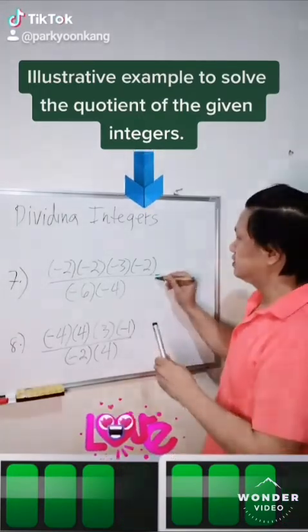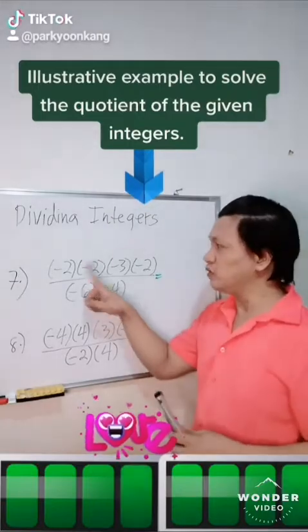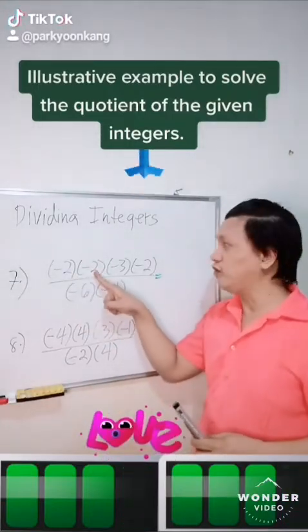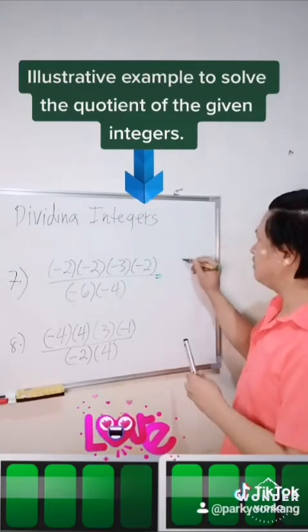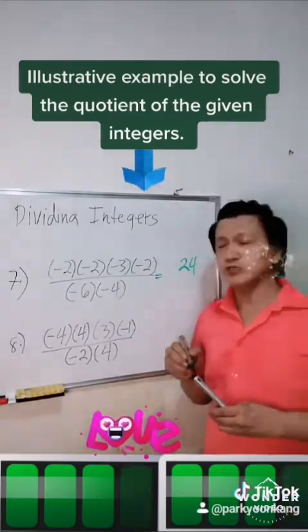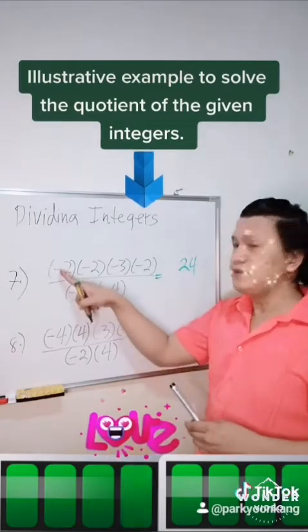We have, so just simply multiply the absolute values. Just simply 2 times 2 is 4 times 3 is 12 times 2 is 24. Just simply write 24. And you're going to have the number of negatives. How many negatives?